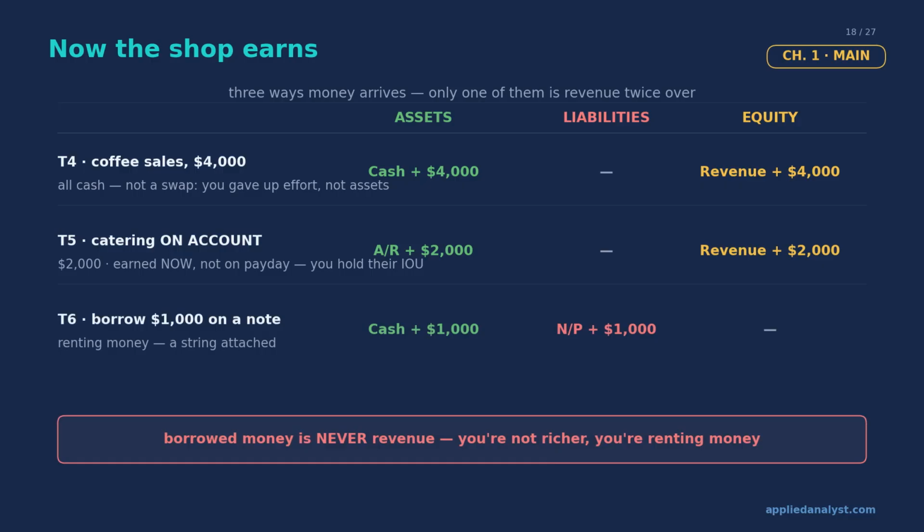Transaction 6. You borrow $1,000 from the bank on a signed note. Cash up $1,000, but this money arrived with a string attached. It has to go back. Borrowed money is never revenue. You're renting money. Notes payable, up $1,000.